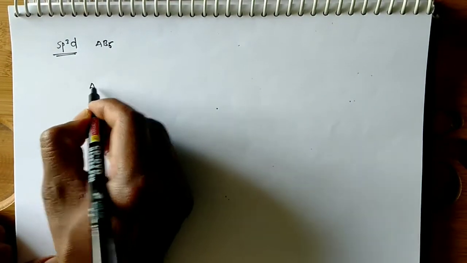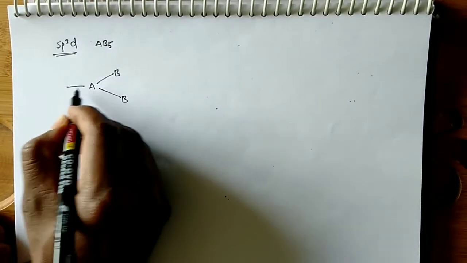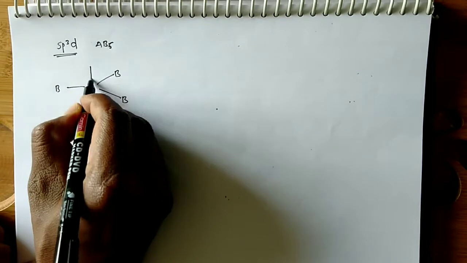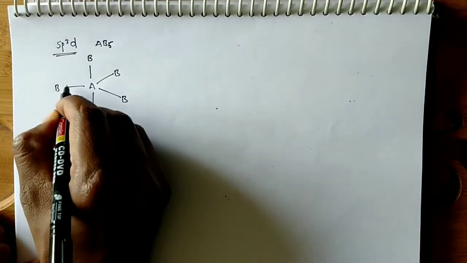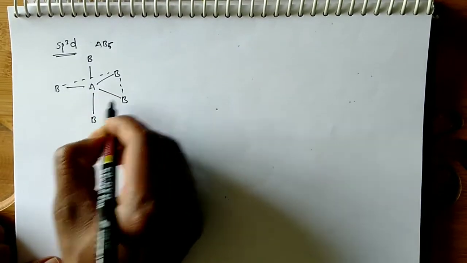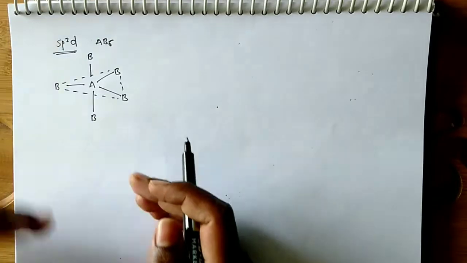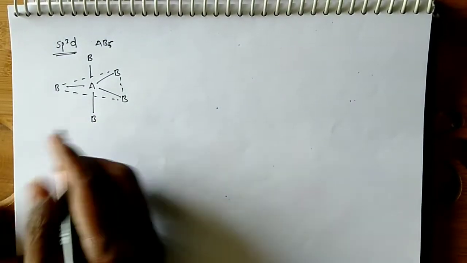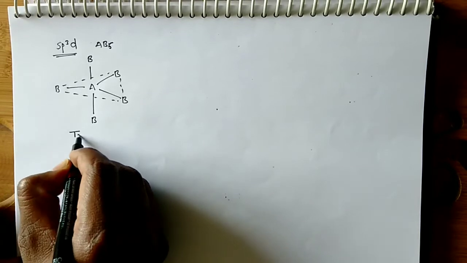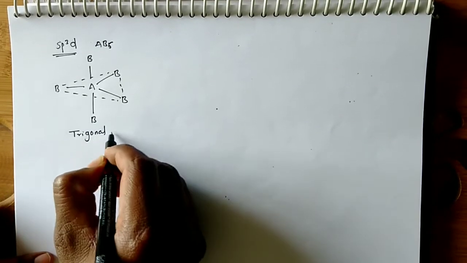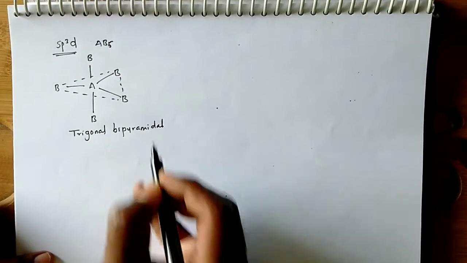The structure without lone pair is like this. These three B atoms are in one plane, and one atom is above the plane, one atom is below the plane. This structure is trigonal bipyramidal.